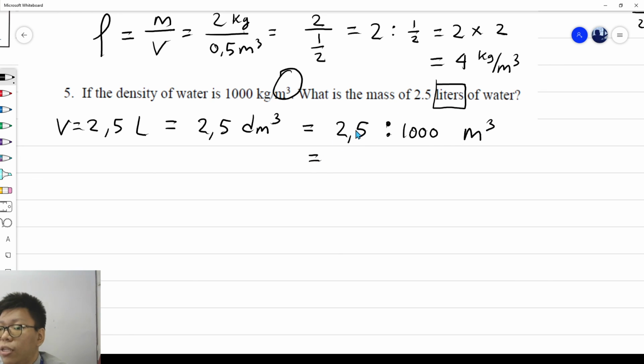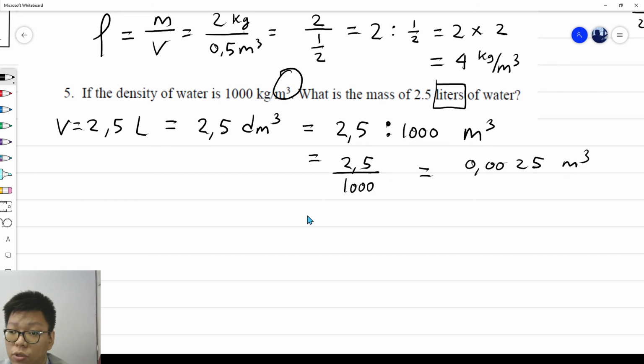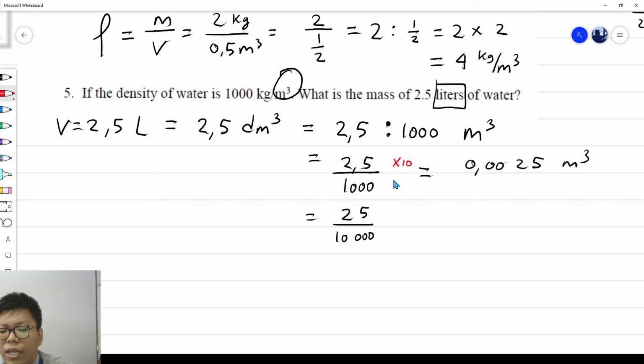Okay, you can leave it like this, it's good. Or you can make it decimal, 0.0025. Or you can make it like this, 25 over 10,000. Why? Because you multiply both by 10. 2.5 times 10 will be 25, and 1000 times 10 will be 10,000.